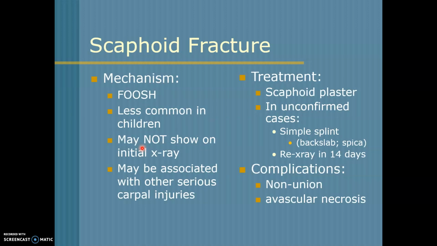Scaphoid fractures are caused by a fall onto the outstretched hand. They're less common in children. Remember, they may not show up on X-ray initially and may be associated with other serious carpal injuries. So if we have somebody who's suspected of having a scaphoid fracture, for example, they have tenderness over the scaphoid area on telescoping of the thumb, or tenderness over the snuff box, then what we tend to do is put them in a plaster.